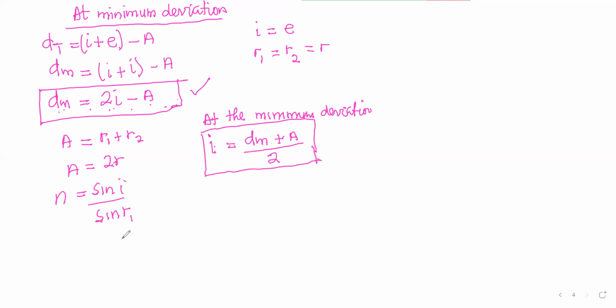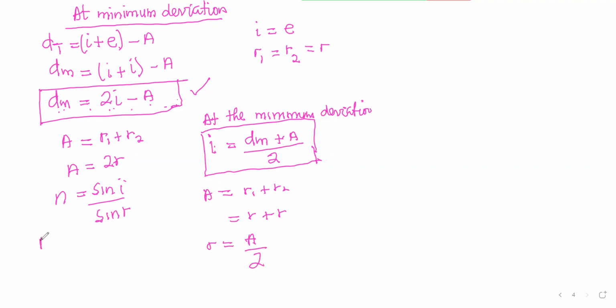So at the minimum deviation, this will be the expression for the angle of incidence. At the minimum deviation, we wouldn't have R1, R2. All that we'll have is a certain one angle of refraction. So this R1 will be equal to R. Then if A is equal to R1 plus R2, they will all be equal to just R plus R, because R1 will be equal to R2. R therefore is equal to A over 2.